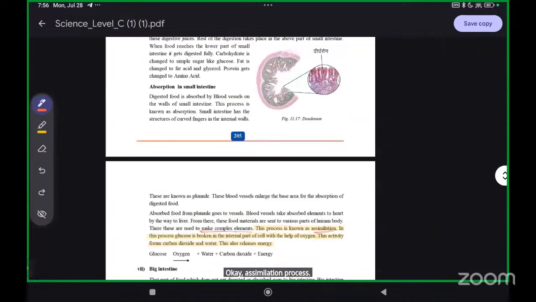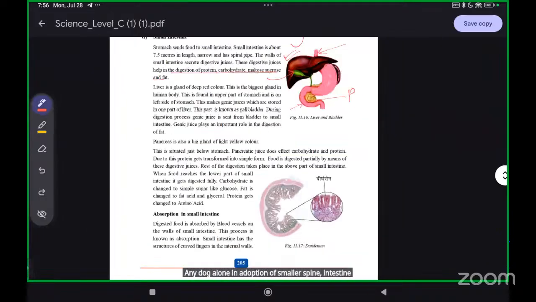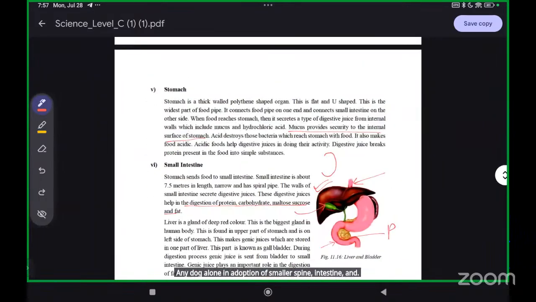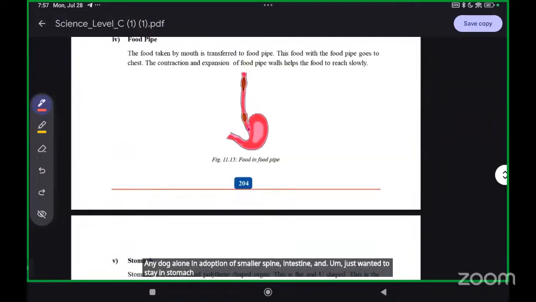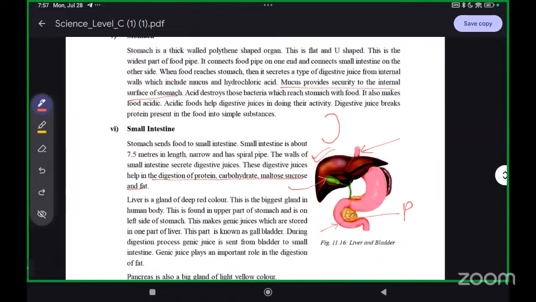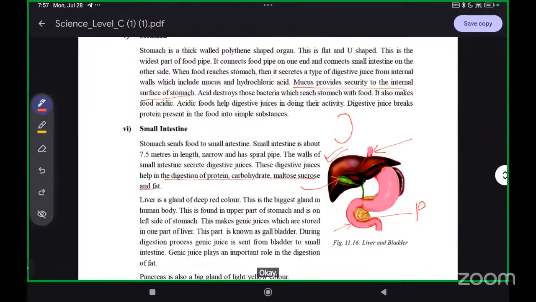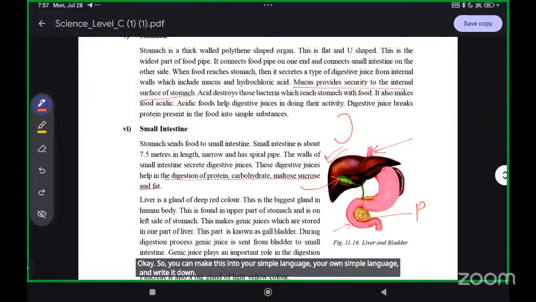Any doubt till now in absorption, small intestine, stomach, and food pipe? No, ma'am. Okay. When you're framing your answer, you can make this into your own simple language and write it down.